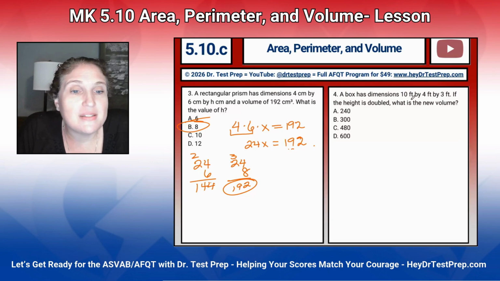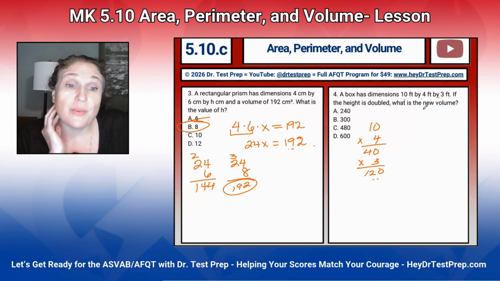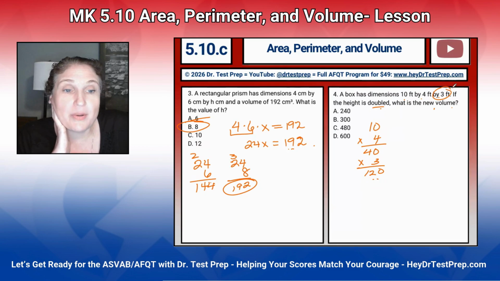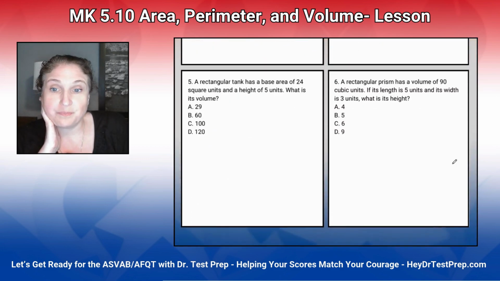All right, a box has dimensions 10, 4, and 3. If the height is doubled, what happens? Well, let's first figure out 10 times 4 gives us 40, times 3 gives us 120. So this is the original volume. Now we're doubling it. So what's the new volume? We're just going to pick one number and double it. So now I'm doing 10 times 4. Those stay the same. I'm doubling this. 3 times 2 is 6. So what happened? My new volume is 240.